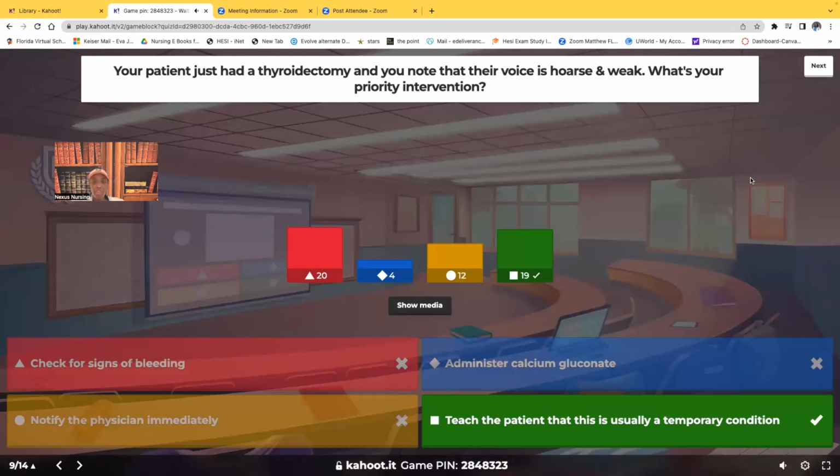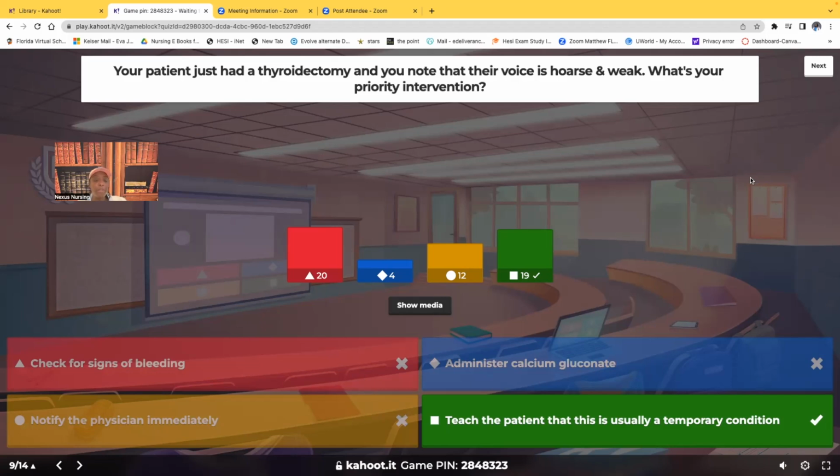All right. The correct answer is teach them that this is a normal condition. I saw 20 of you guys chose check for bleeding. Okay. Their voice being hoarse and weak, that is not a symptom of bleeding. Think about it. They just had a thyroidectomy. Your thyroid gland sits right here. They just had surgery right here in their neck. It makes sense that their voice is going to be hoarse and weak. And you're going to teach them that it's going to be like that for a couple days.